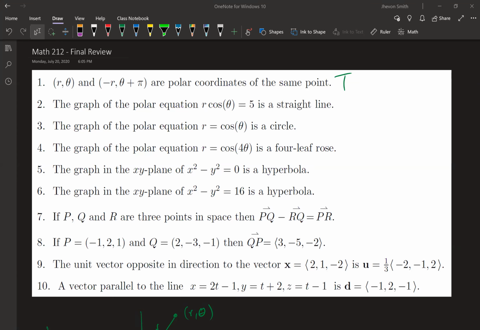Okay, about 90% participation, but I'm going to have to stop it there. Most people think it's true, and it is true. Because r cosine theta is x, so this is x equals 5. That's a vertical line. 93% thought it was true, 7% thought it was false. Go, problem 3. Poll has been launched.